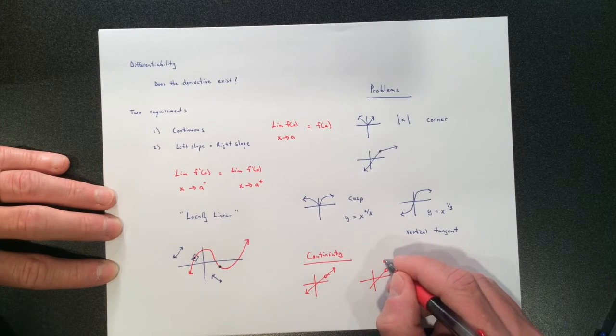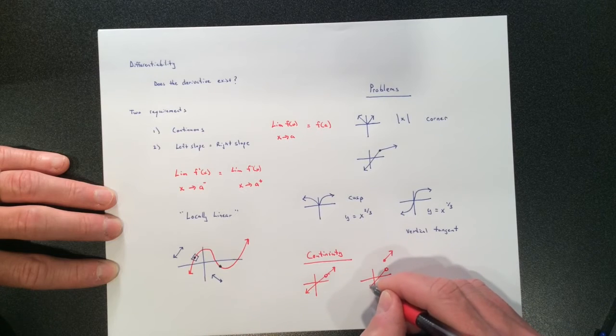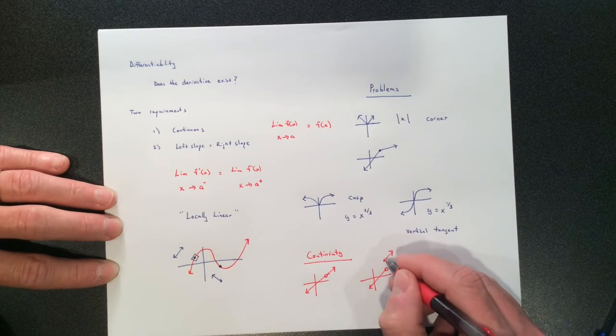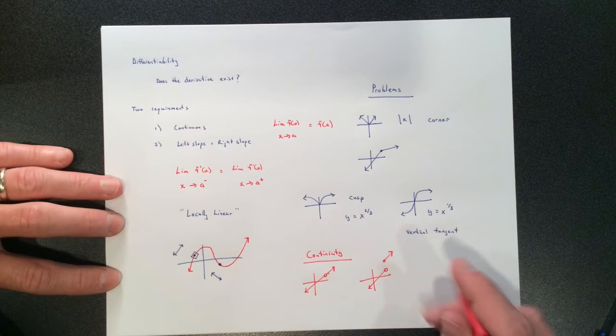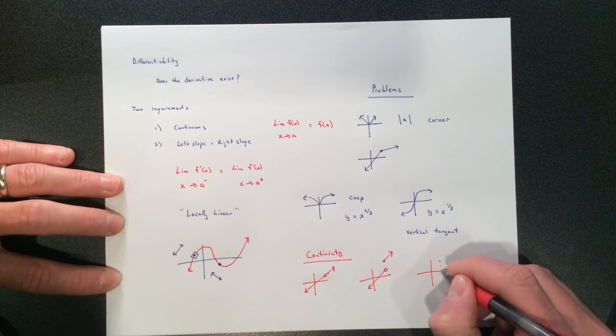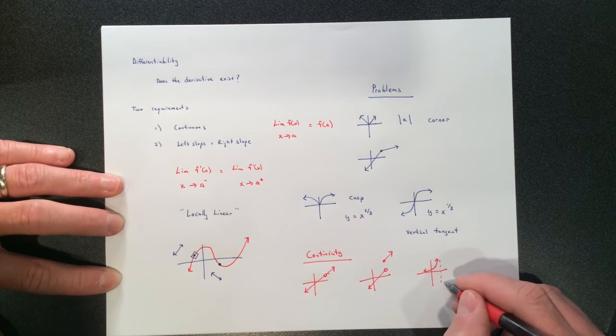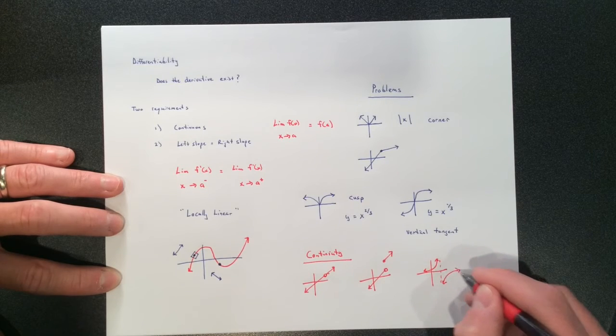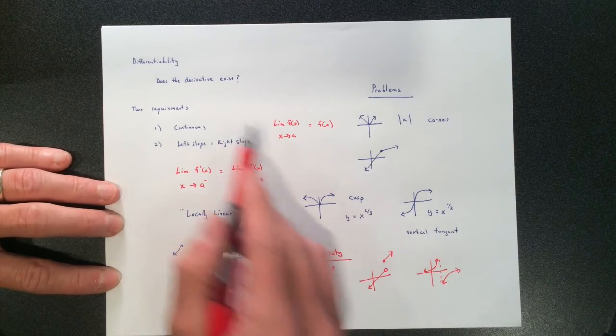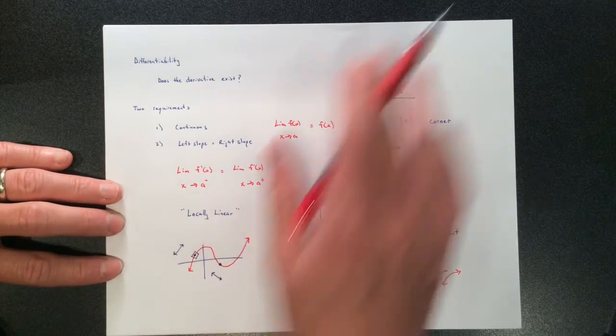And again, we could even lead off with the exact same slope. The slopes could be the same here and here, but if it's not continuous, it's not differentiable. And of course, we could have some vertical asymptote. We could do this. And again, any continuity issue is going to be by default a differentiability problem.